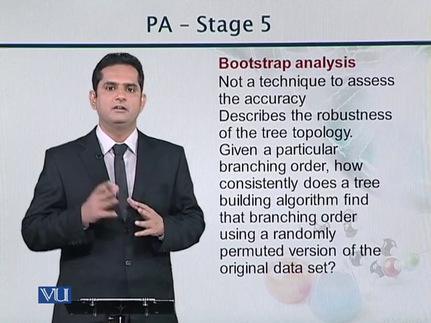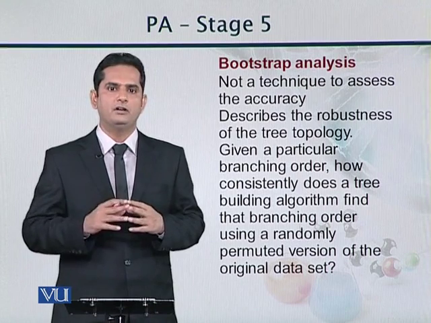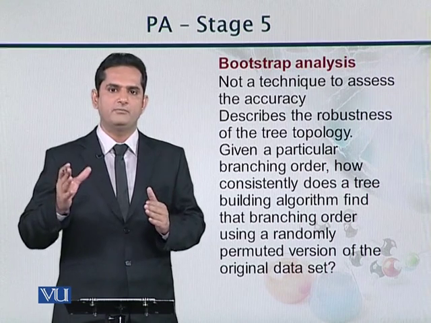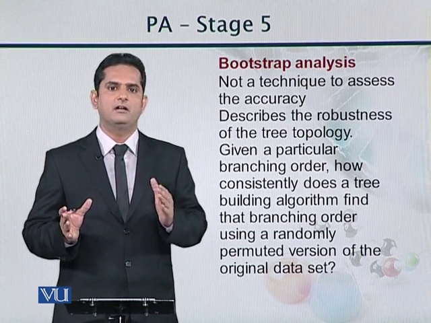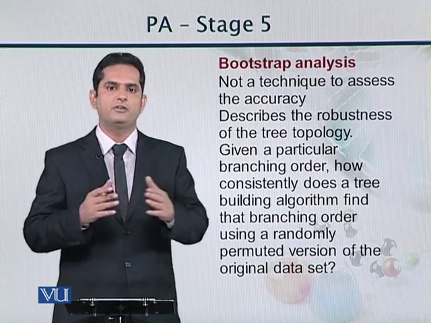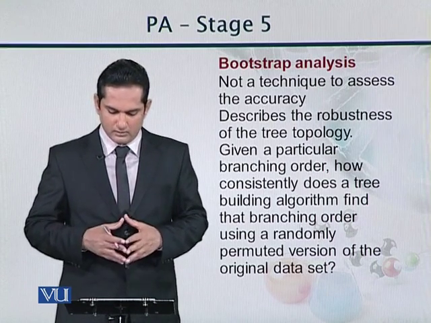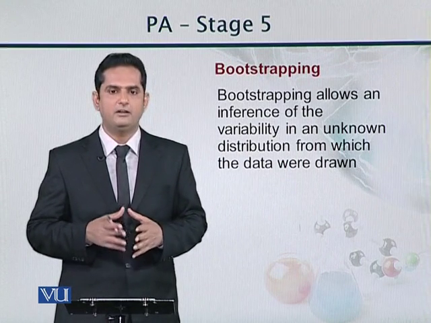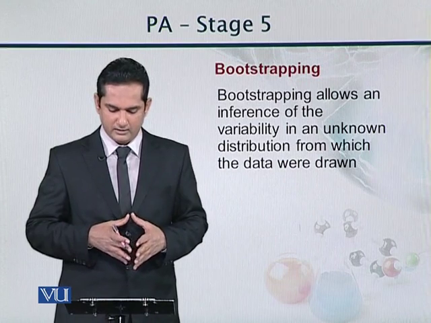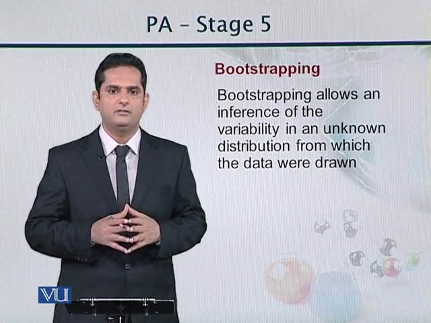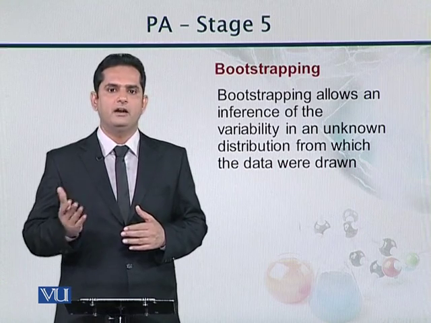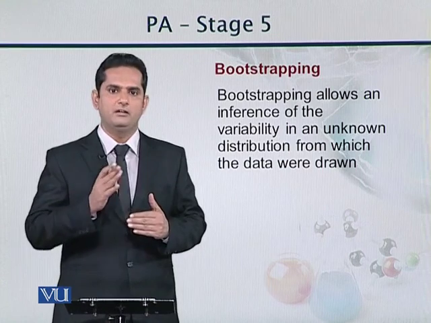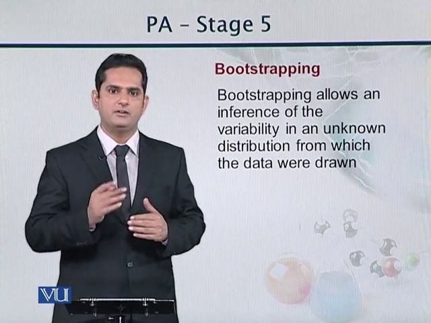So what are the steps then? For artificial data, we need a model which can generate many trees. That is one step, and once we have many trees on the artificial domain and similarly on the real domain, then we try to compare them. For bootstrapping, if I give a definition, I would say that it allows an inference of the variability in an unknown distribution from which the data was drawn. So we have data and we have unknown distributions, like we have many trees available from that artificial data.